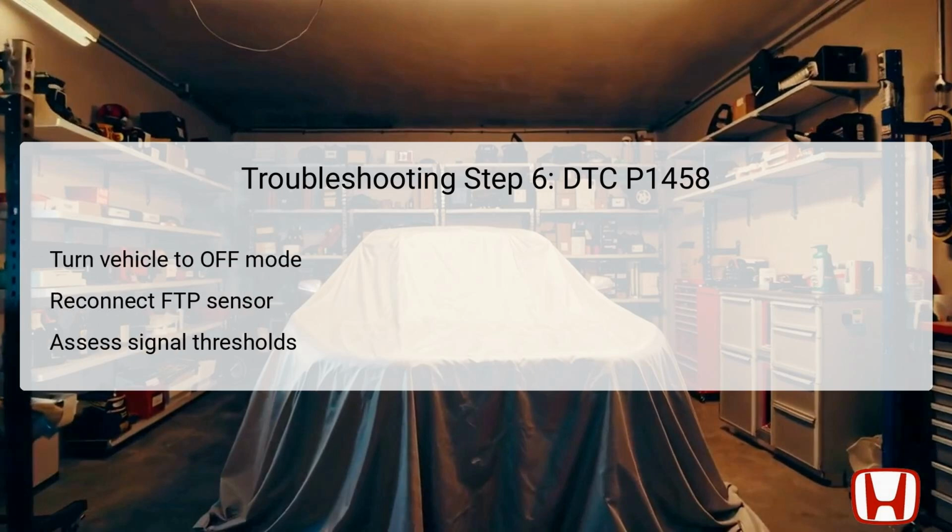Step 6 requires carefully reconnecting the FTP sensor after ensuring the vehicle is in the off mode. Reconnecting ensures that a fresh assessment can be made while monitoring the FTP sensor fine values. Observe the parameters once again with the HDS and verify they align correctly with signal thresholds. Specifically, the readings should exceed 0.67 kilopascal and fall below negative 0.67 kilopascal. If they adhere to these thresholds, proceed to the next step for further diagnostics.